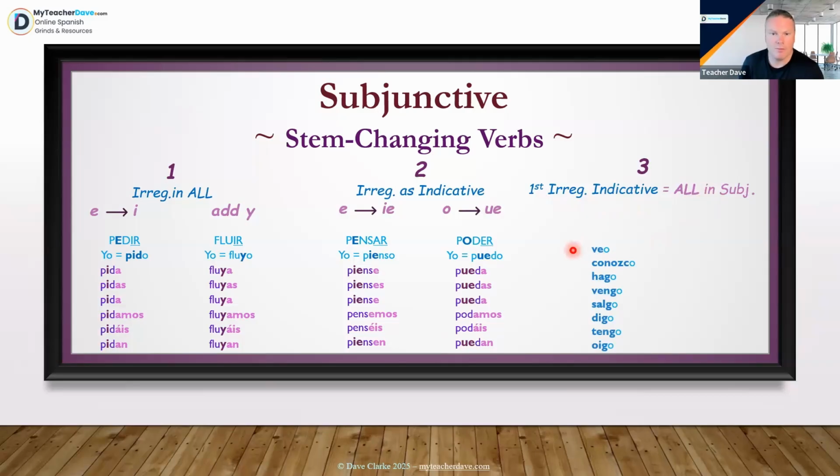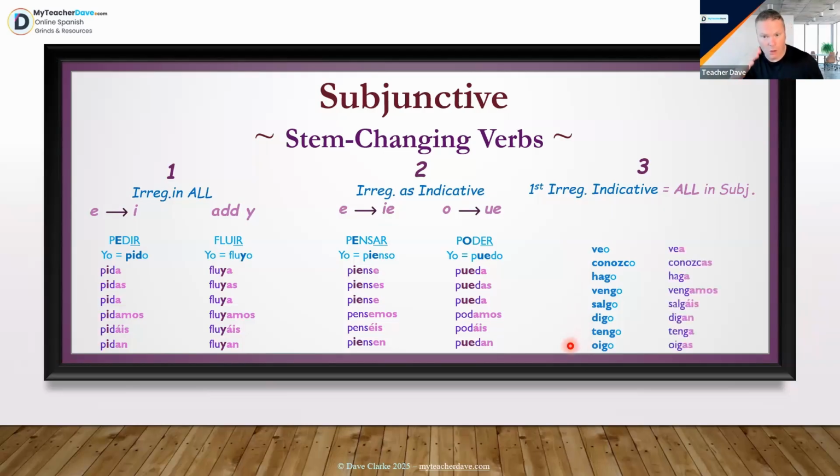So we have the verb ver, veo, in the normal present tense. Brilliant. We have conozco, I know, the verb to know, to be acquainted with. Hago, I do. Hago mis deberes, I do my homework. Vengo, to come. Salgo, I go out. Digo, I say. Tengo, I have. And oigo, I hear. Muy bien. We'll take that.